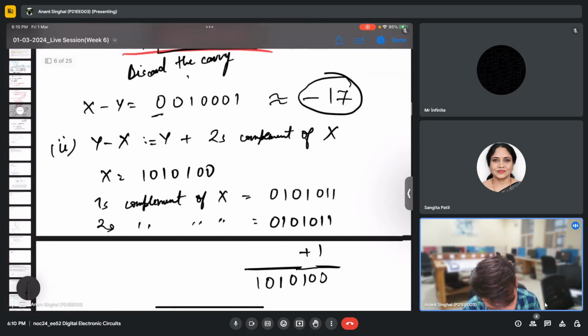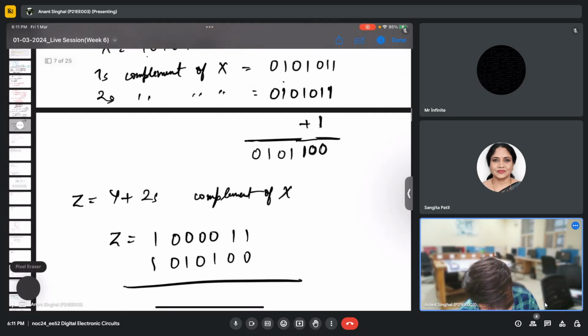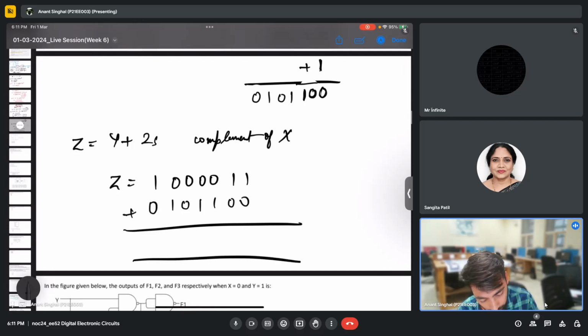Okay, let me see if I've done it correctly. So 1 0 1 0 1 0 and 1 1 is 0. Then 1 and 1 is 0. This is 1. Okay, so I have written it wrong. Sorry. This will be 0 1 0 1. So I'm just writing the correct thing, 0 1 1 0 0. So if I add now, this is nothing but y plus 2's complement of x. So this is 1 1 1 1 0 1 1. So you can see there is no carry, that is there is a 0.